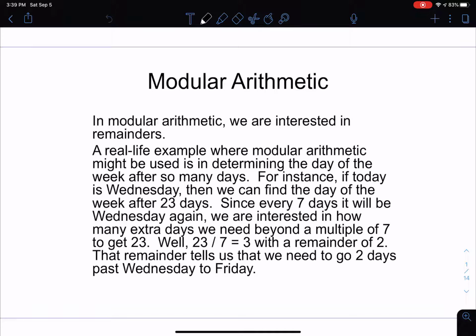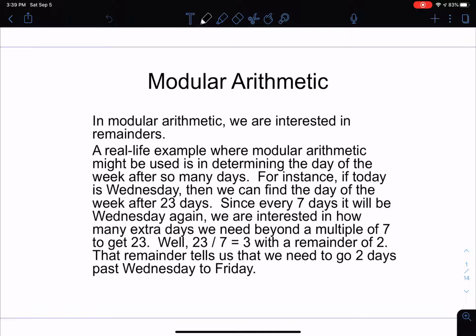Okay, real life example. So let's jump right into a real life example before we start doing any kind of problems. Let's say today is Wednesday. It's actually not. Today's Saturday while I'm recording this, but whatever. Let's pretend it's Wednesday because it's already on the slide. And we're curious what day of the week it's going to be in 23 days.